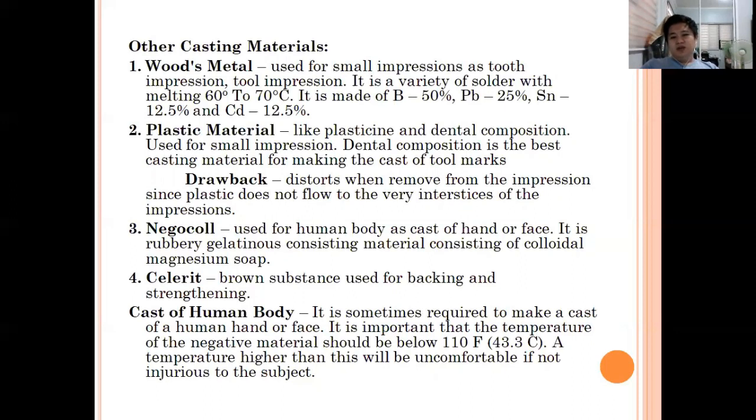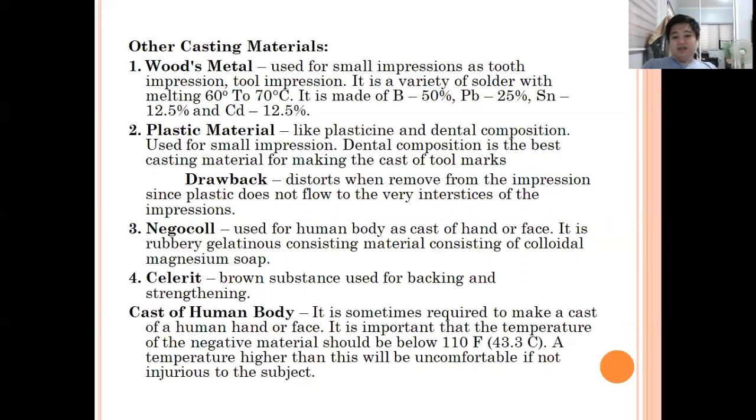We have negocol. Negocol is commonly used for the human body. So if your face is fractured, commonly they will place negocol on your face in order for your bones to be secured, to avoid fracturing again, or to avoid breaking again.